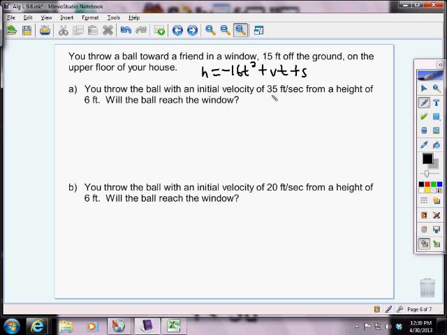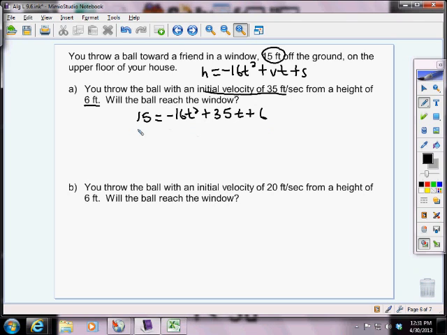Okay, so we're throwing it with an initial velocity of 35 feet per second. I'm going to put that in for V, and from a height of 6 feet. So that's our initial height, and I'll put that in for S. And we want to know, will the ball reach the window? Well, the window's 15 feet off the ground, so we're going to put that in for H. So we're 15 feet off the ground. Now, we want to know, is it going to reach the window?